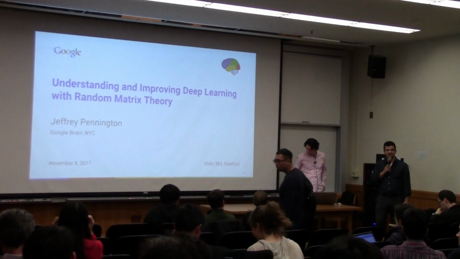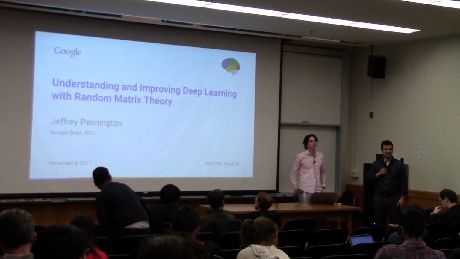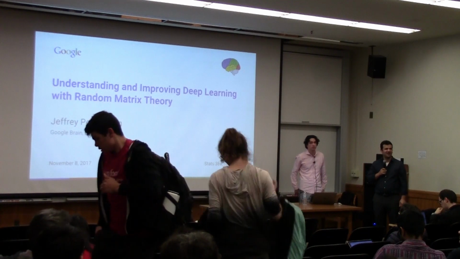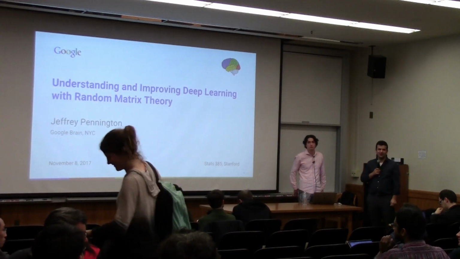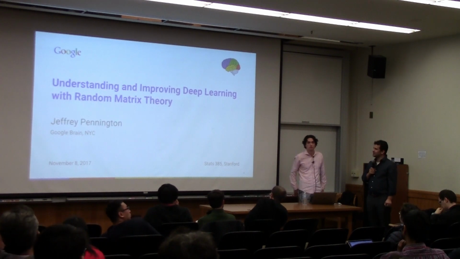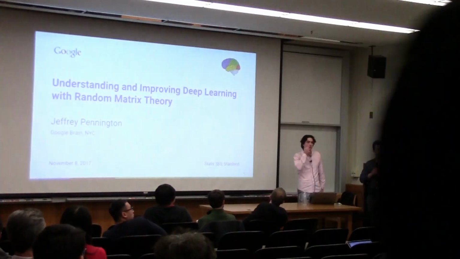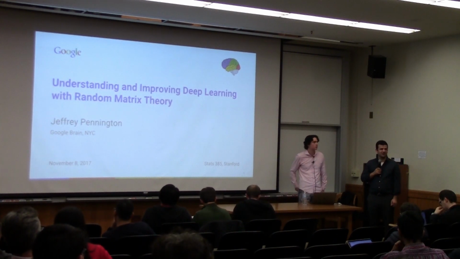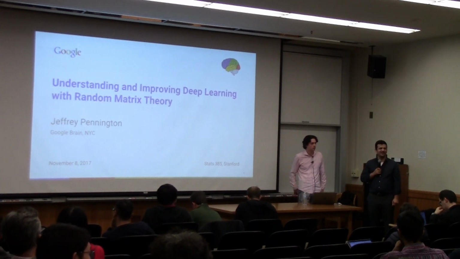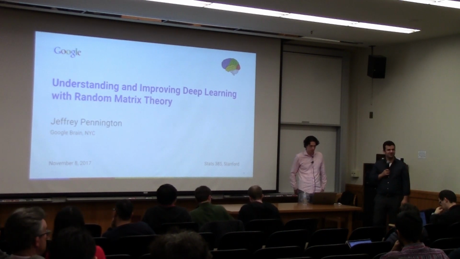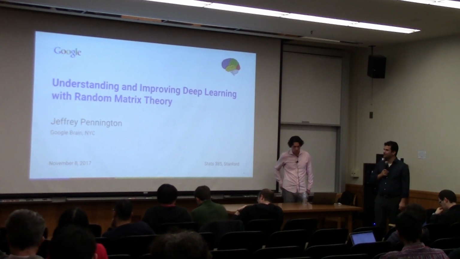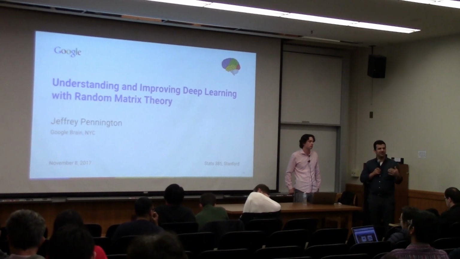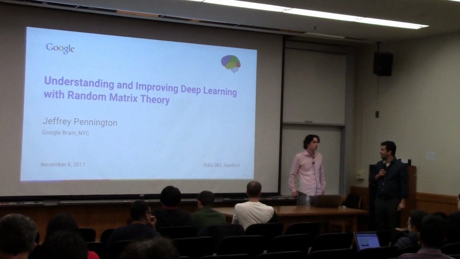Okay, let's get started. Thanks again for coming to Stats 385. Today our guest speaker is Jeffrey Pennington. He is a research scientist at Google, New York. Jeffrey did his PhD here at Stanford and worked as a postdoc for 2 years with Chris Manning, where he developed GloVe, which is a very popular word embedding method in NLP. Today, he's going to talk about random matrix theory and how it applies to deep learning. Jeffrey, please take it away.